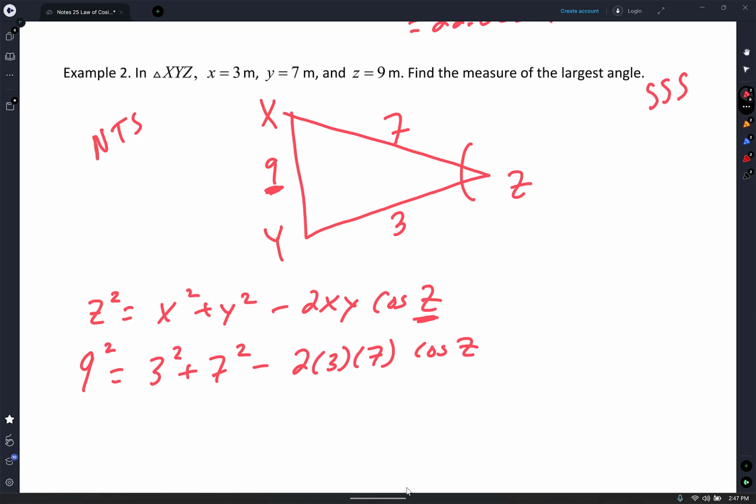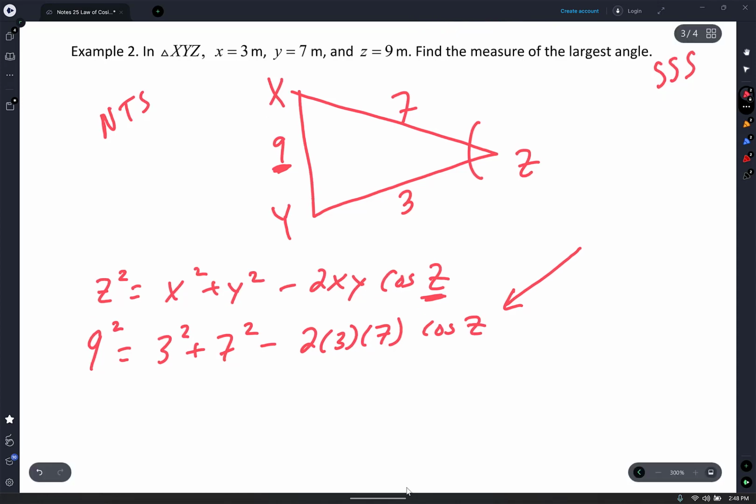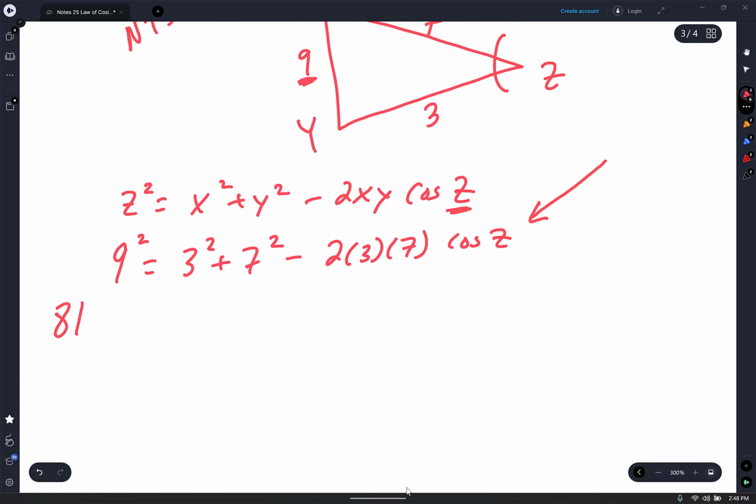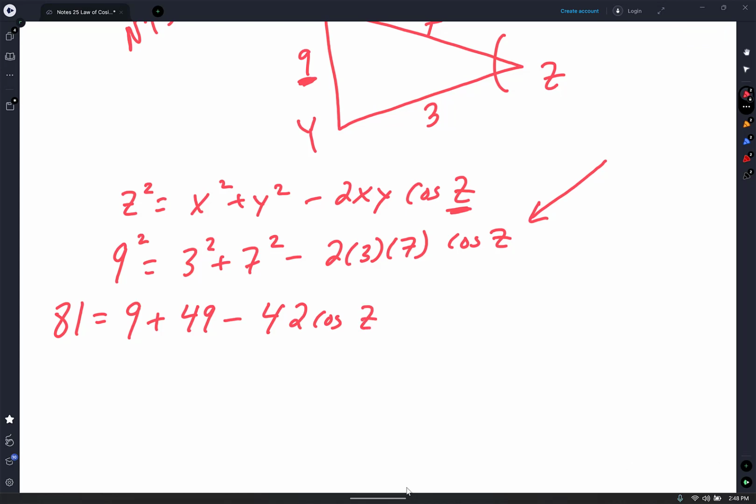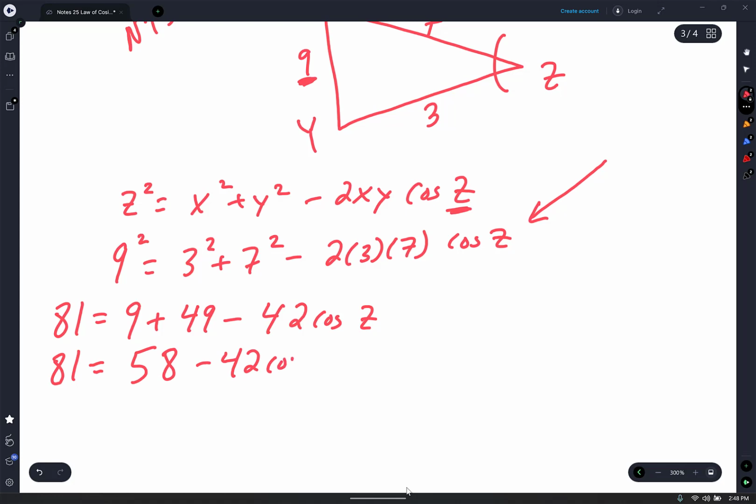Are we still okay? Now remember, what are we doing? I'm 100% lost. You're trying to find the angle Z, so you're trying to get cosine Z by itself. Does that make sense? All right, what's 9 squared? So 81 equals 3 squared, 7 squared, minus 2 times 3 is 6, 6 times 7, 42. Did I hear you guys say 42? Okay. So now let's do it slow. 81 equals 49 plus 9 is 58 minus 42 cosine Z.